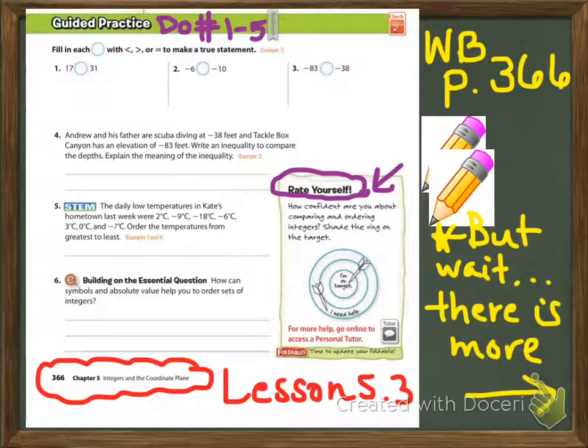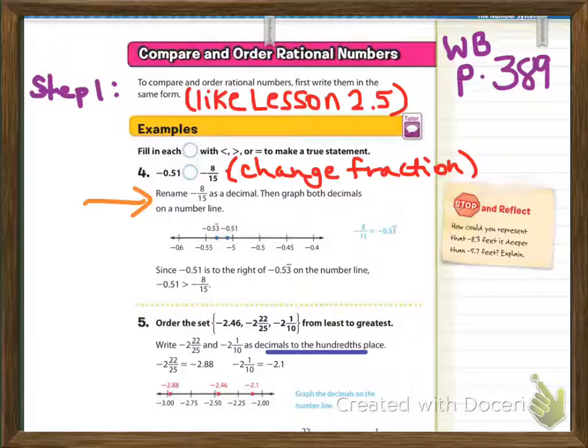And now it's your turn to do the guided practice, numbers 1 through 5, and rate yourself. Again, this is lesson 5.3, page 366. This is your turn. But wait, go one more page. This is a lesson that comes up, but it's very similar to a lesson we've already done, which is lesson 2.5, where you had to compare and order numbers, whether they were decimals, fractions, or percents. So this is the workbook, page 389. And step 1, of course, is telling you to compare and order integers.